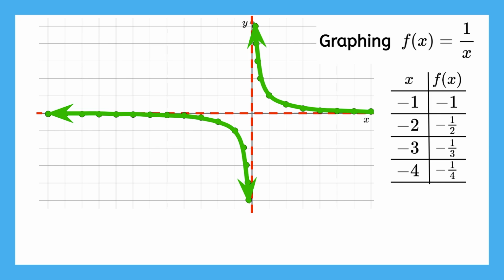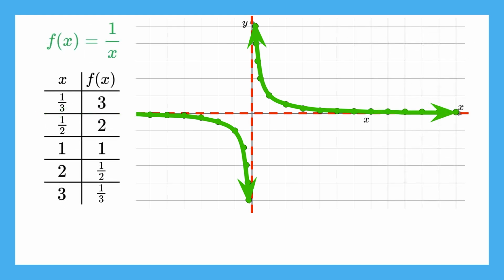Notice how the vertical and horizontal asymptotes separate this graph into multiple pieces. This is typical of many functions like 1 over x. The shape of the graph will look pretty familiar by the end of this unit. Another basic reciprocal function is 1 over x squared. What do you think it'll look like on this graph?